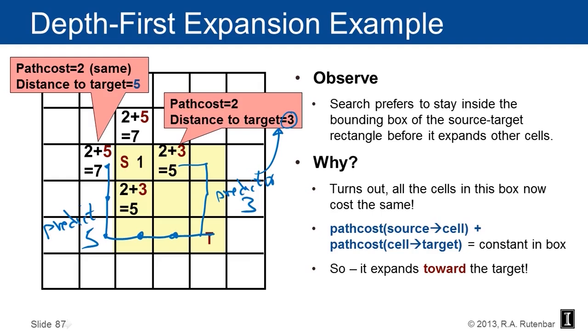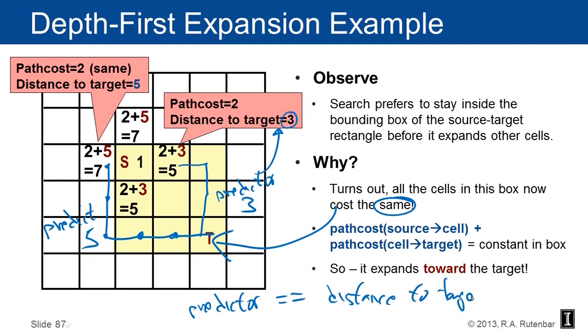Now, an interesting thing is that it turns out all the cells in the source to target box now cost the same thing, which is to say all the cells in the yellow region cost the same thing, because the path cost from the source to the cell, plus the path cost from the cell to the target, and that's basically the predictor, is constant. And in this particular case, our predictor was just defined to be the same as the distance to the target.